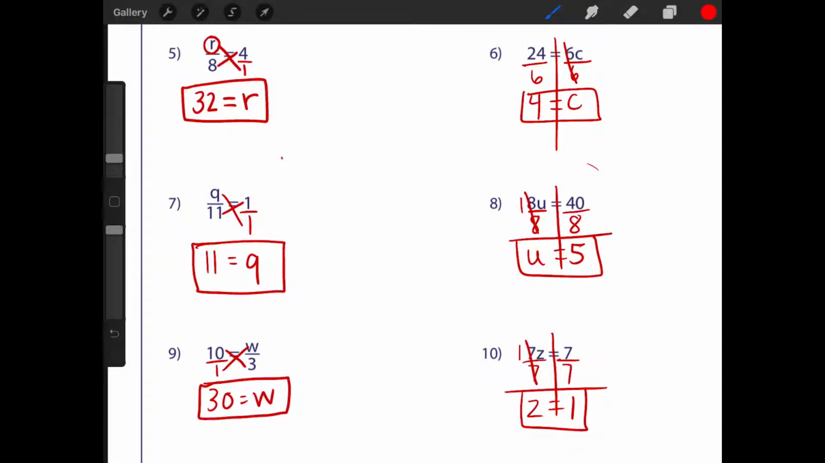Okay, there you have it. Number 6 should be C equals 4. Number 7 should be 11 equals Q. Number 8 is U equals 5. Number 9 is 30 equals W. And our last problem, number 10, Z equals 1.